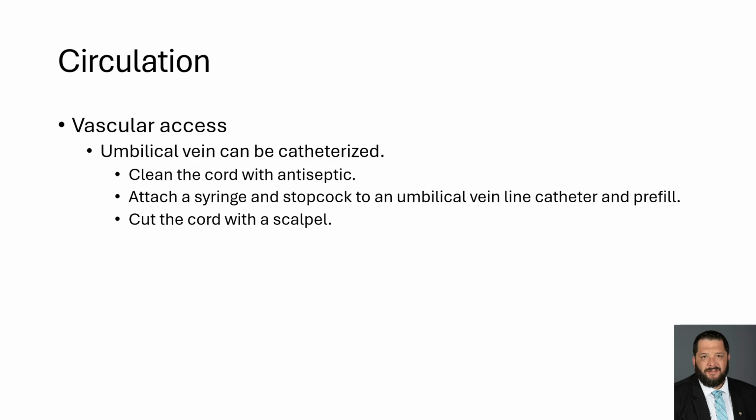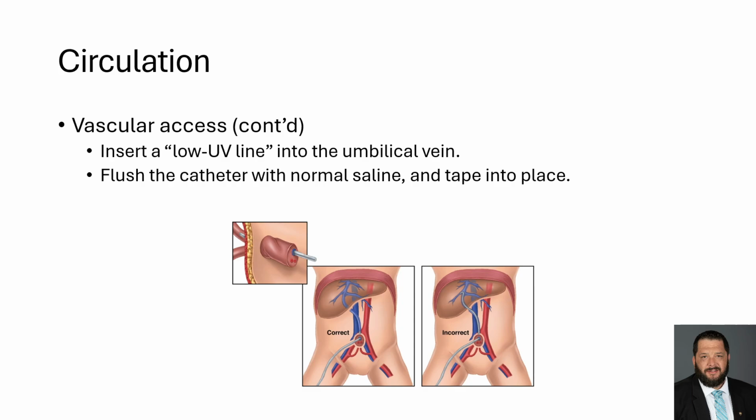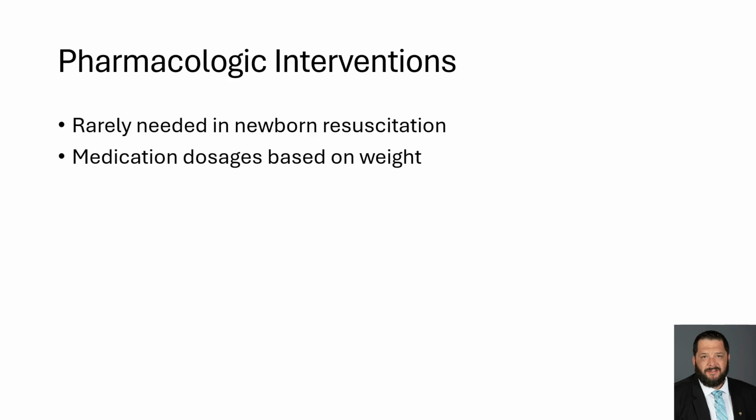Vascular access, so we can catheterize the umbilical cord. If you're going to do that, you need to clean the cord, attach a syringe and a stopcock to the umbilical vein, and then cut the cord with a scalpel. You can insert a low UV line into the umbilical vein, flush the catheter with normal saline, and tape it into place.